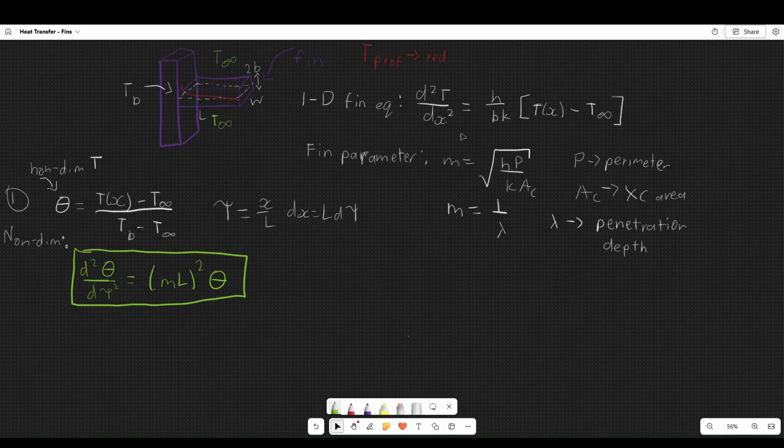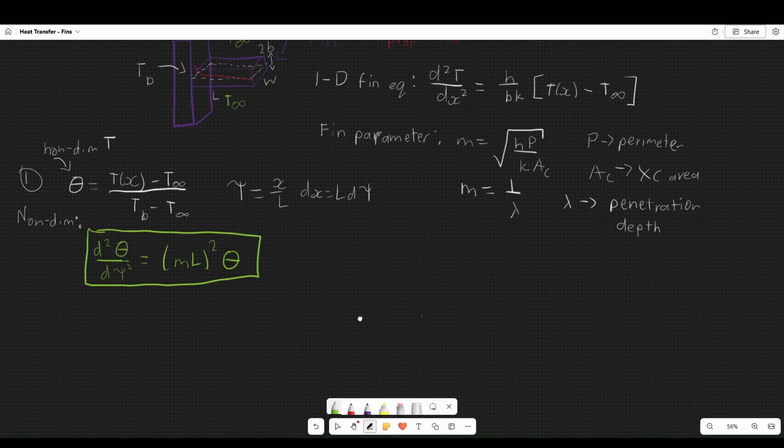And you can check that we can go from this 1D fin equation over to the non-dimensionalized version if you want. But the whole point is that now it doesn't look as messy, in that we don't have to deal with this difference in temperature or the h over bk stuff.